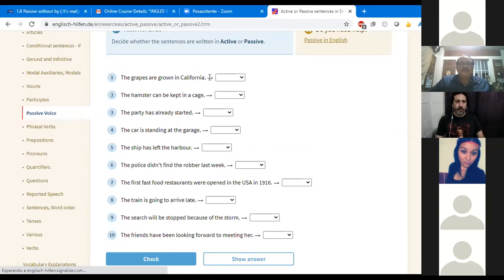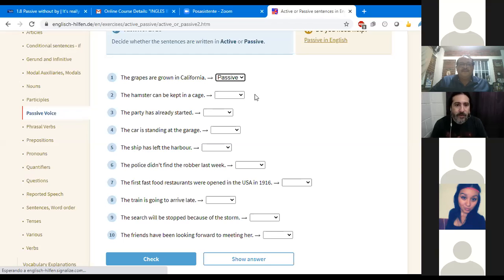Here we have: the grapes are grown in California. Geo, active or passive? Active? It's passive. Passive. Okay, Erica? Tell me. Number two, active or passive? Passive. Okay. Yes. Good. Well, we'll see at the end. Beatrice, number three. Active. Okay. Number four, Sergio. Active. Number five, Kelvin. The ship has left the harbor. Active, I think. Okay. Julio.